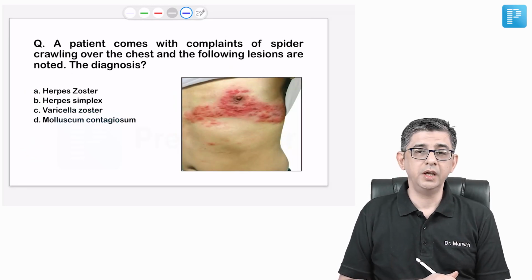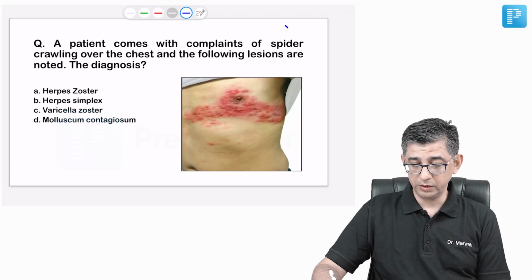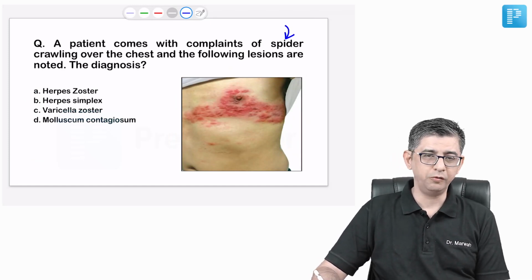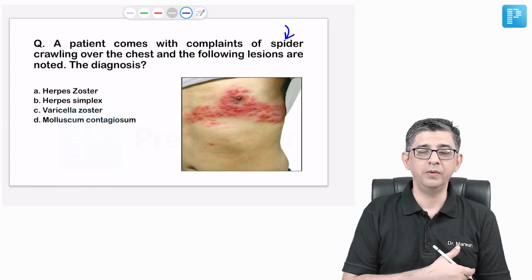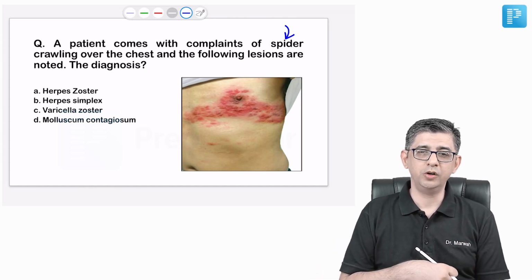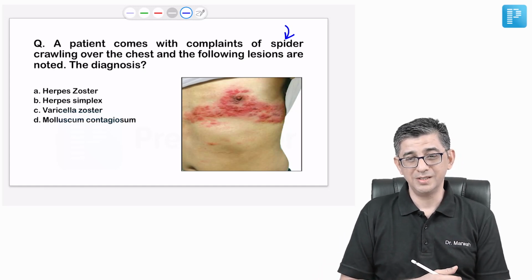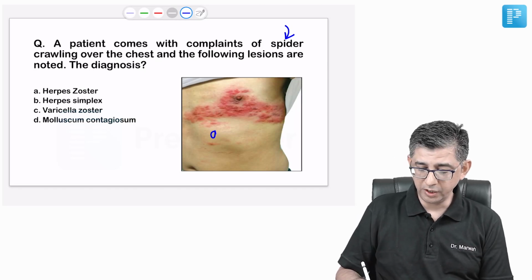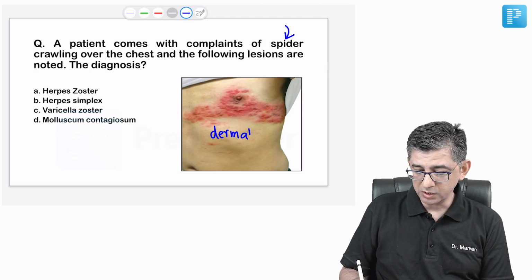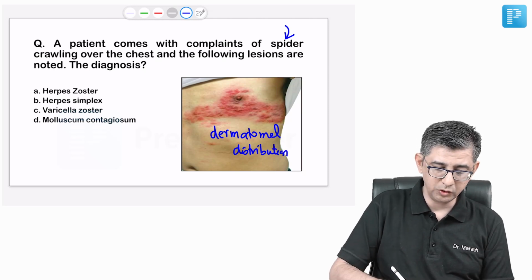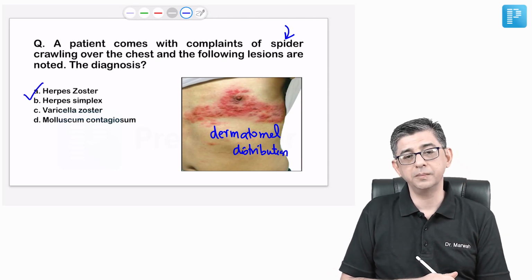The subsequent patient came with complaints of a spider crawling over the chest. Very peculiar words that the examiner used, and a lot of patients might actually not say that there are some lesions or vesicles or pustules present. They might just say that I feel as if some spider is crawling over my chest, and the lesions you can notice are in dermatomal distribution. Considering the lesions in a dermatomal distribution, the correct answer for this question would be option number A, that would be herpes zoster.